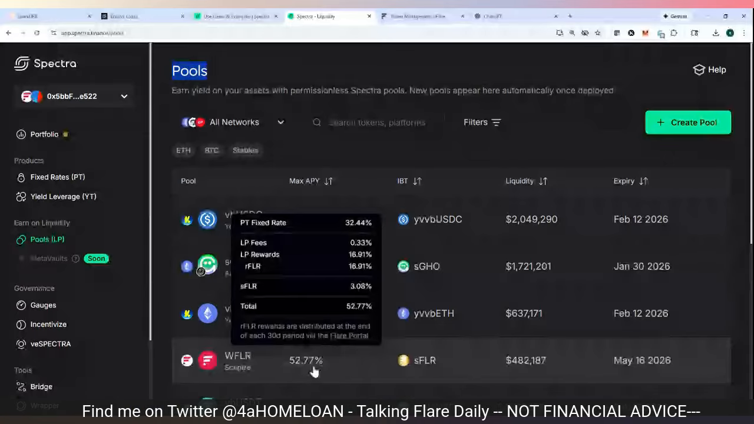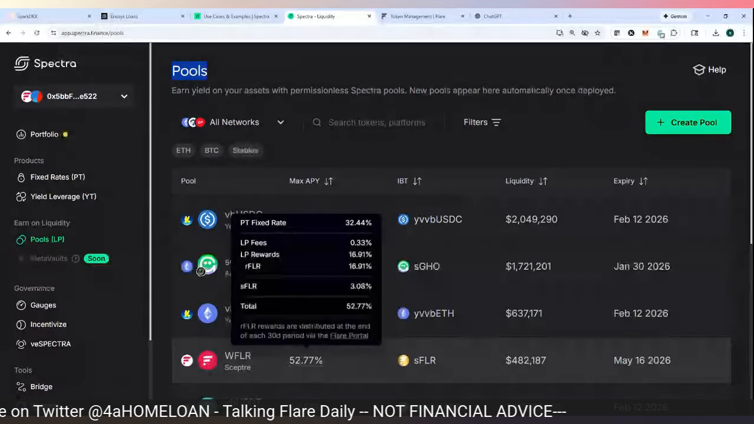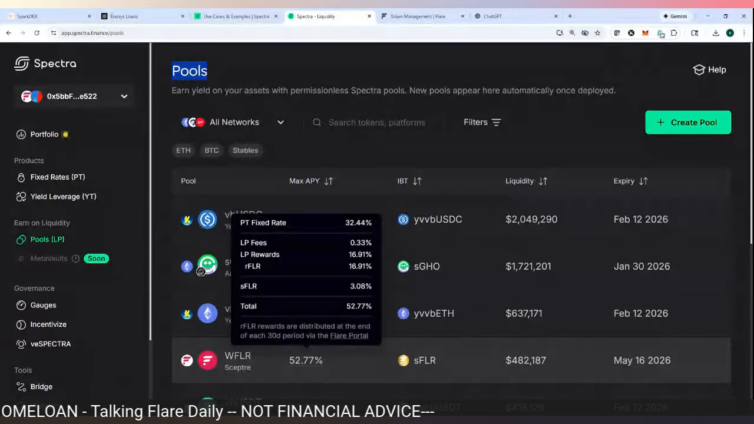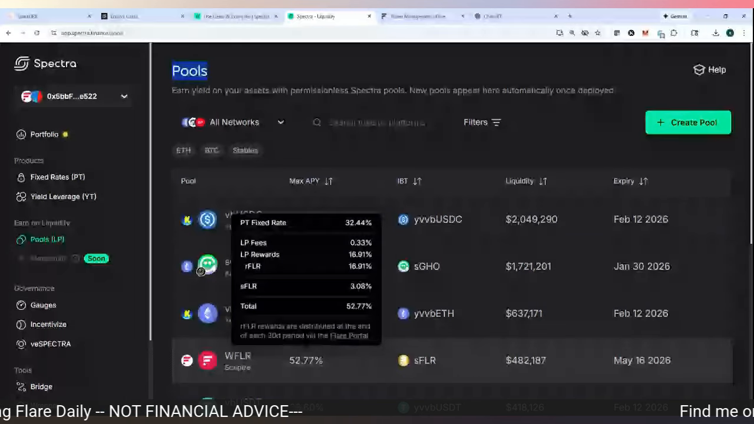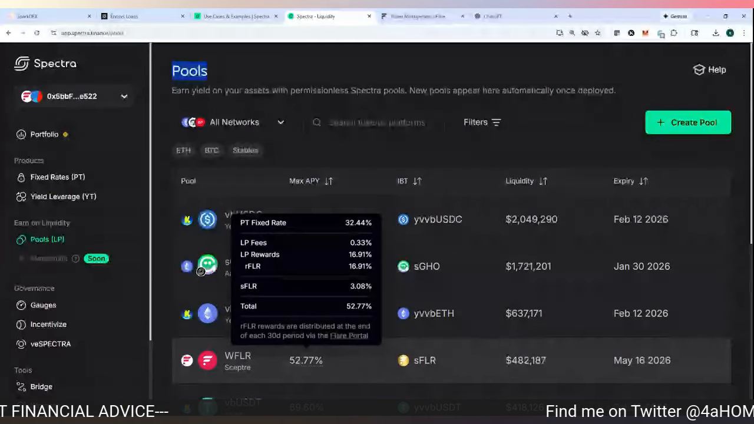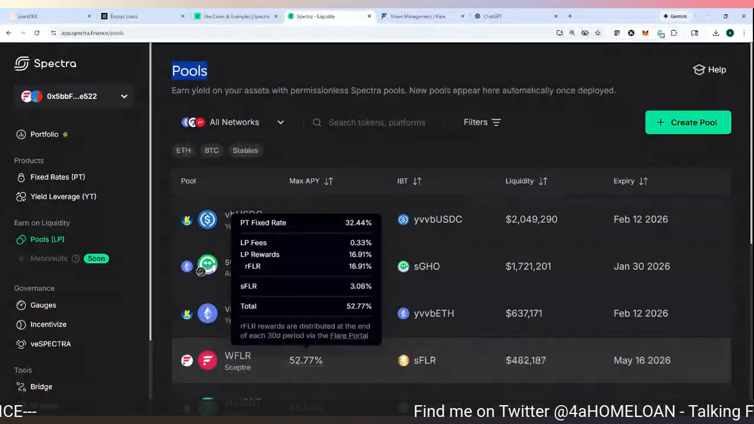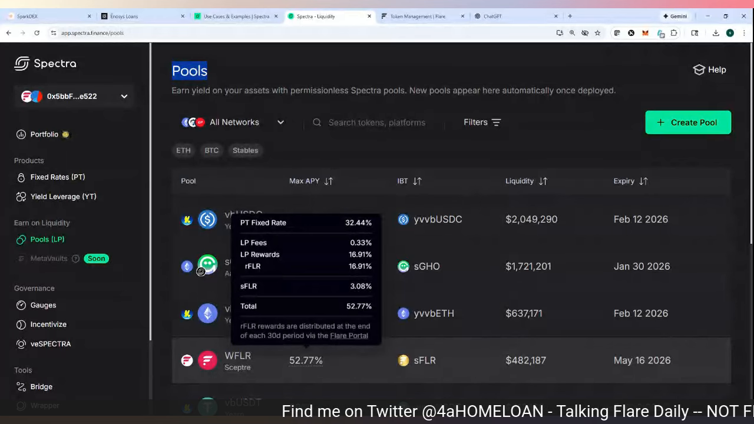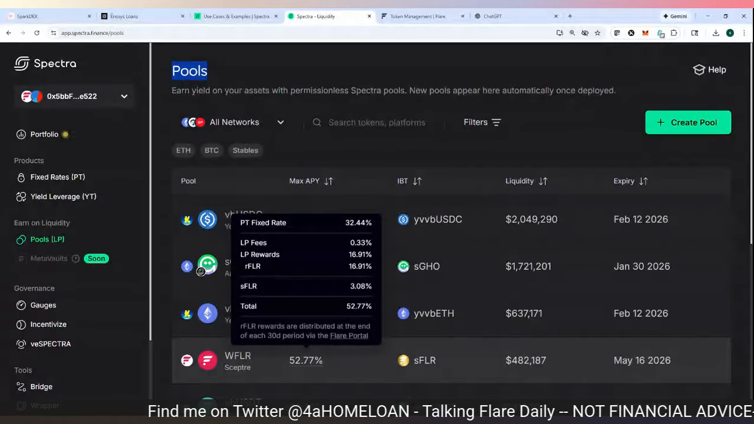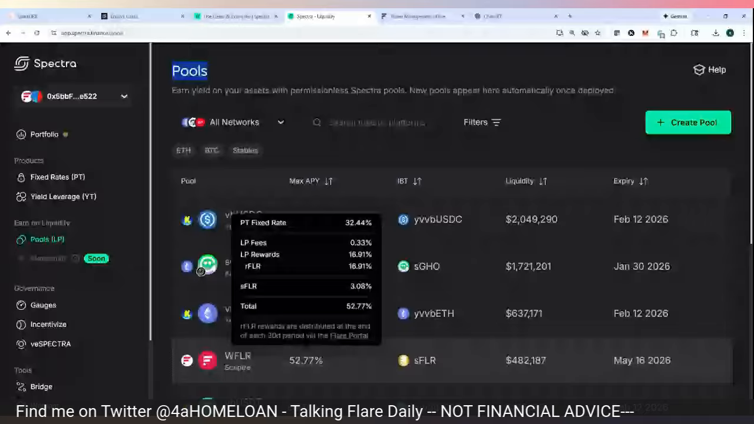So this 52% breaks down. There's the PT fixed rate, which is 32.44%. That's the amount we're talking about locking in, right? You got LP fees that you earn, right? You got LP rewards, which are R-Flare, right? That's that third party. And then there's some sFLR yield that also comes off as well.